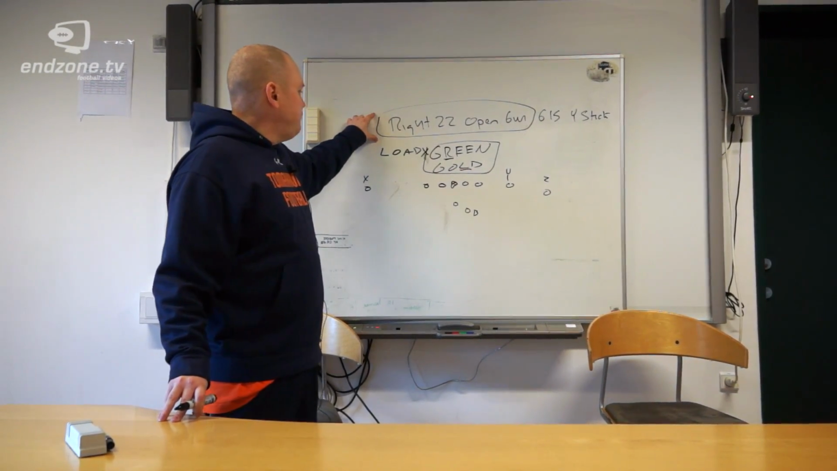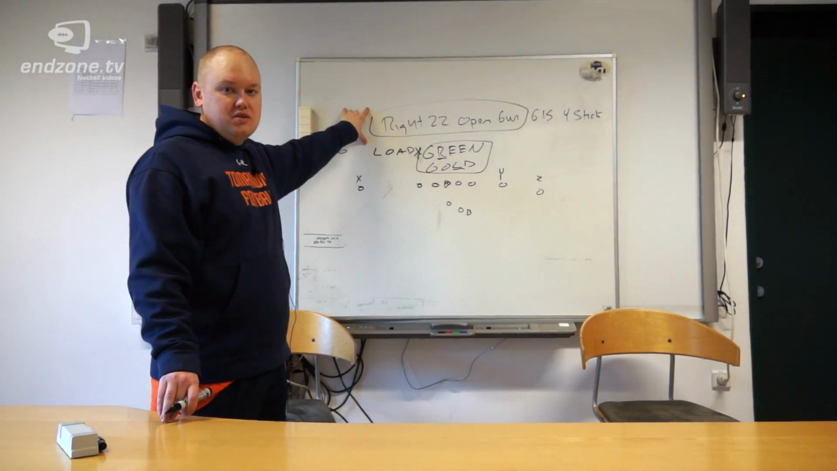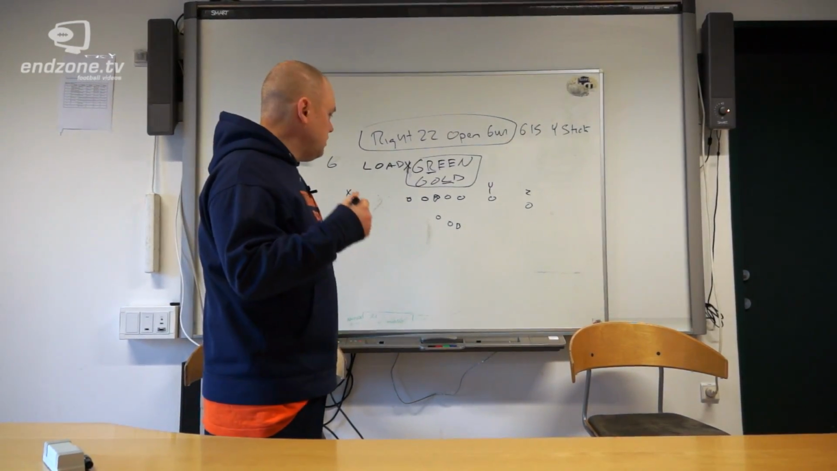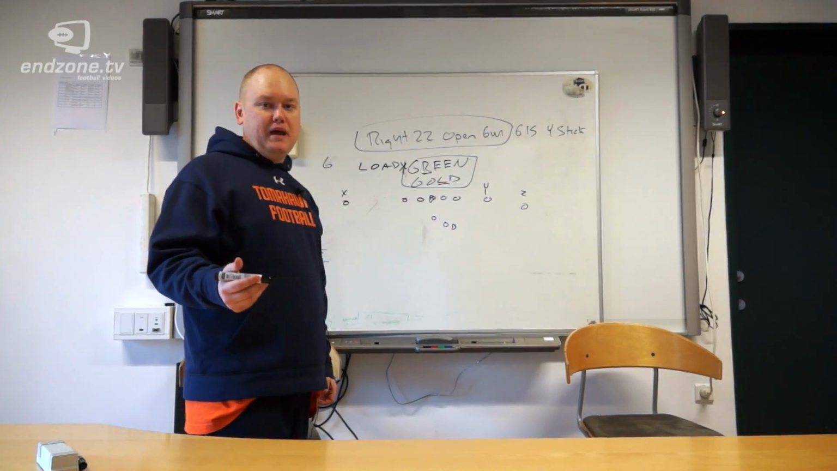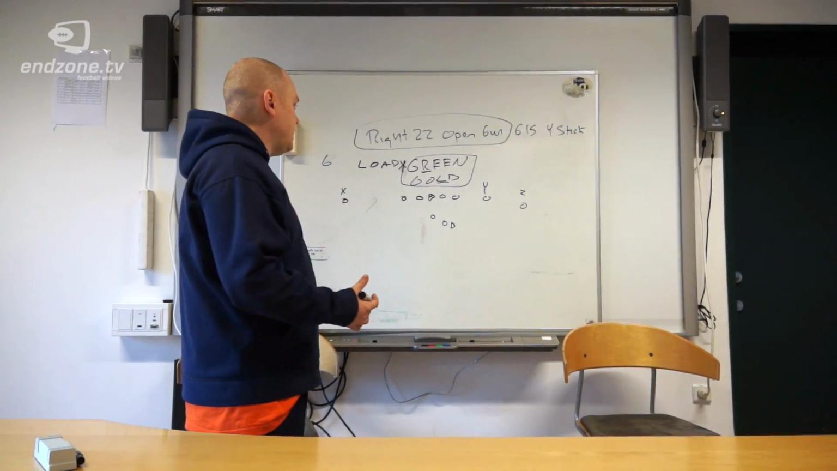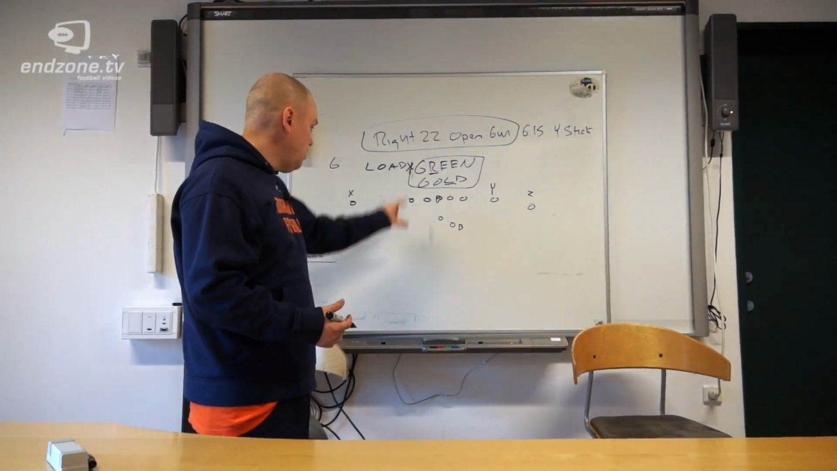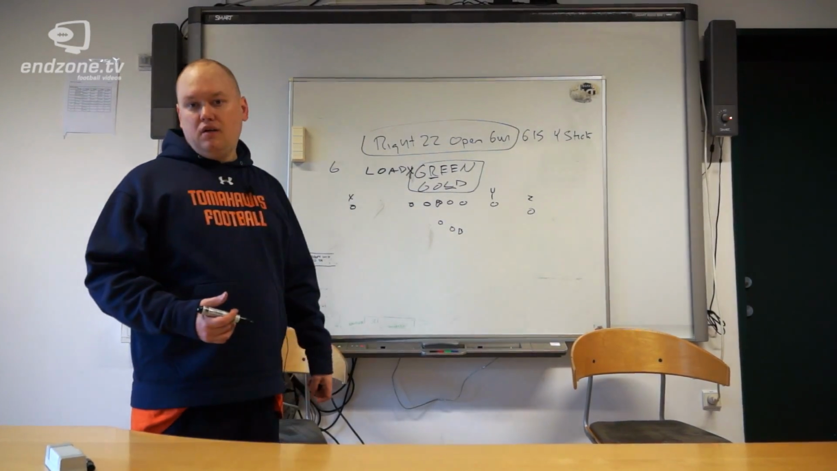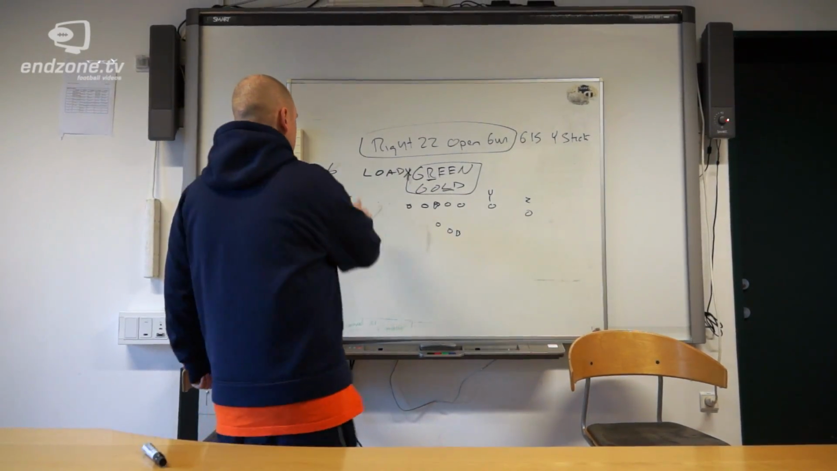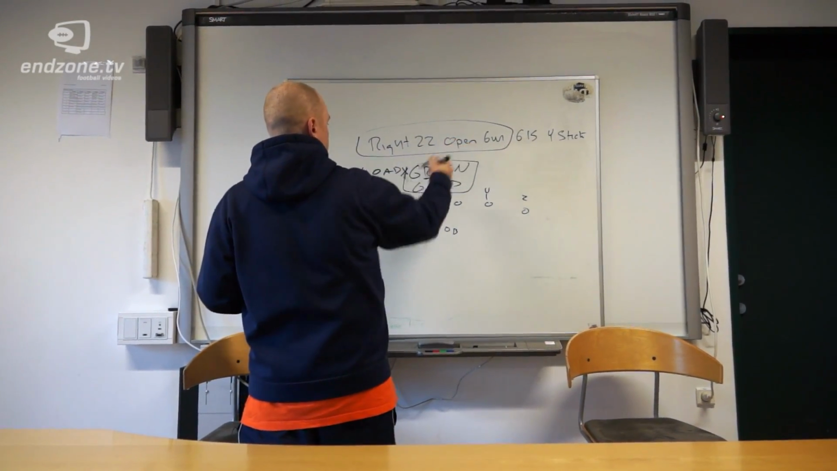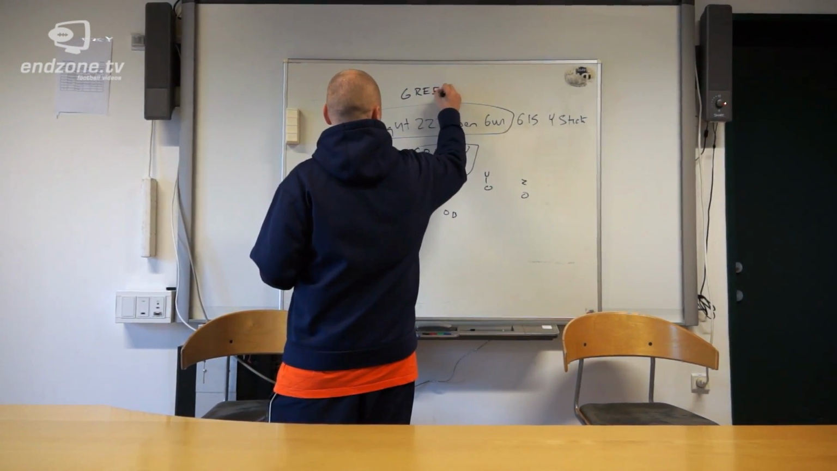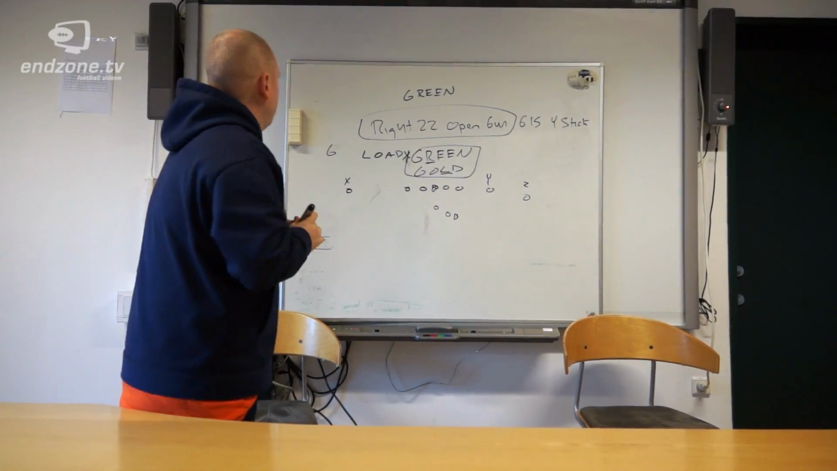So, by simplifying your formations, you can then multiply your formations without having to spend lots of needless time learning new formations. And again, you don't have to fill up 10 pages worth of space in your playbook with formations. You just need to know the base alignment and the tag. However many tags you want to use, that's up to you. Okay, so that's with the formation. So I've just taken right 22 open gun and condensed it to green. Okay? Simple.